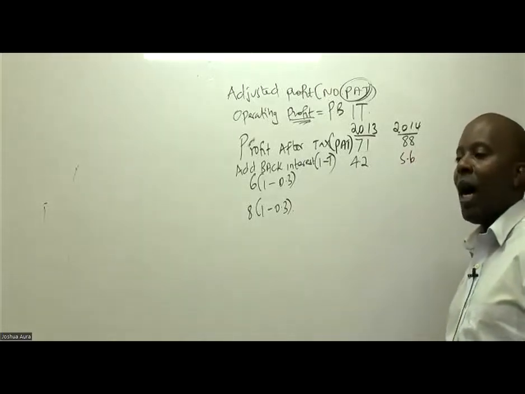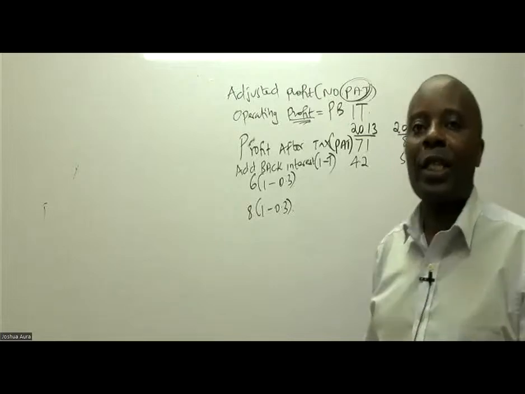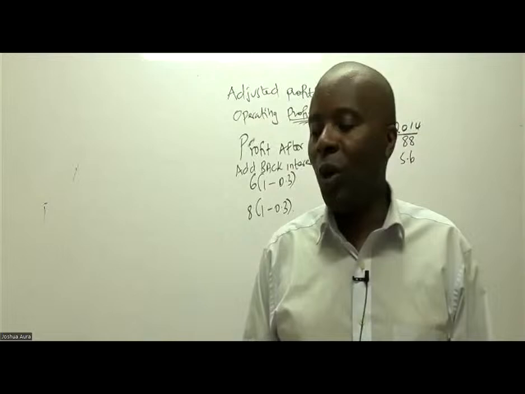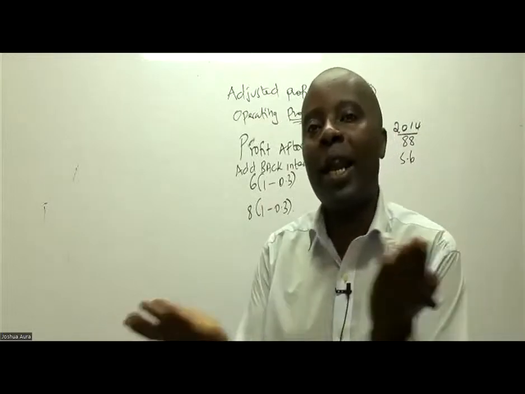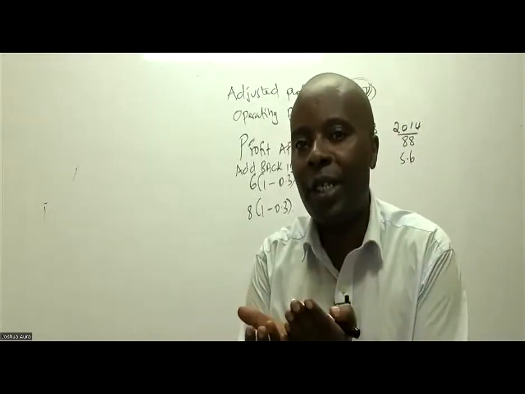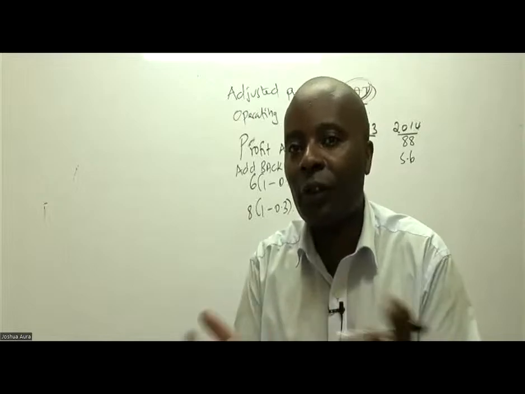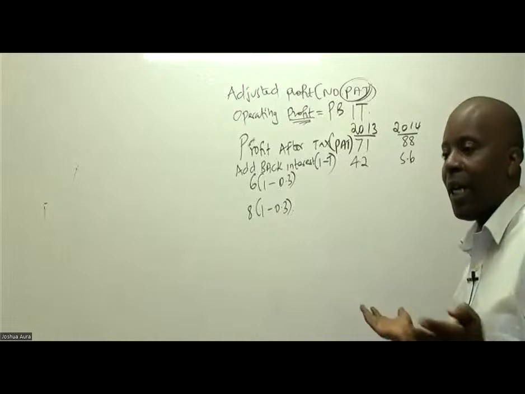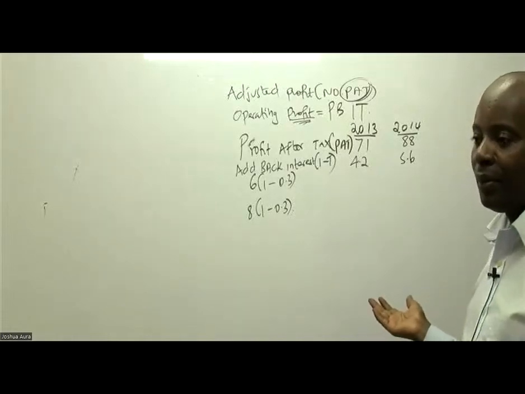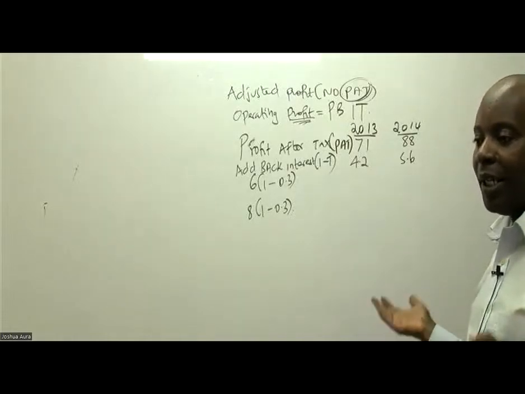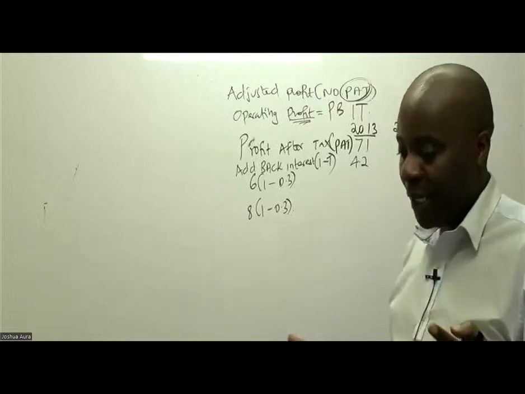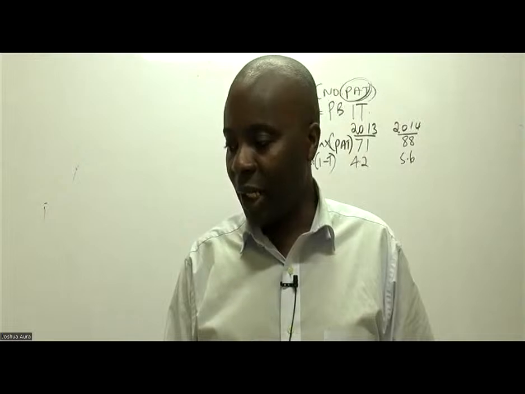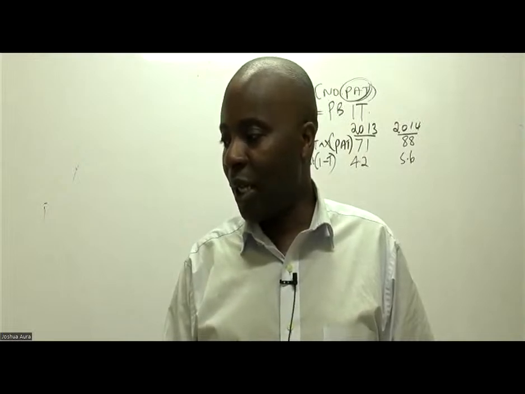We have been able to add back interest net of taxation. Is there any other thing that you think we'll need to consider for us to arrive at net operating profit, which in this case is cash flow based? Is there any other thing you think is very important for us to add back? Right, depreciation. Thank you very much. The non-cash expenses.